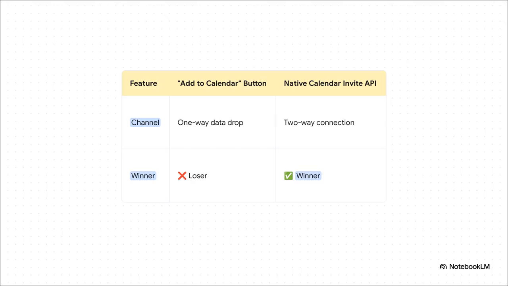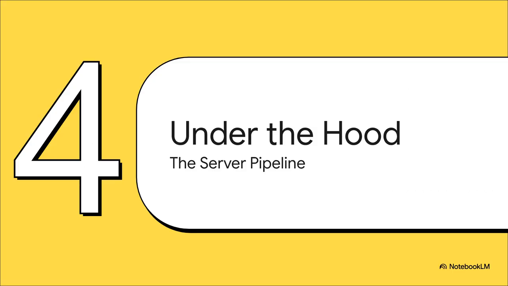The native invite, though, it creates a direct two-way channel right to the person's calendar that lasts for the entire life of the event. It's a real, persistent connection. So, we've seen why it's so much better, but you might be wondering, how does it actually work? Let's pop the hood for a second and take a quick look at the server's pretty clever pipeline. It's actually a lot simpler than you might think.